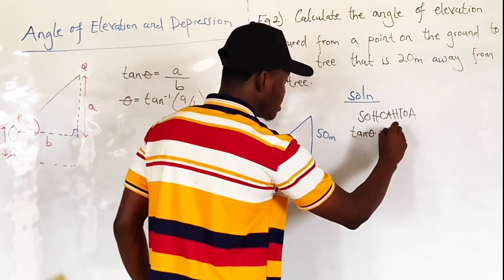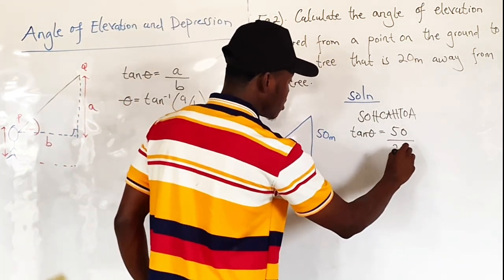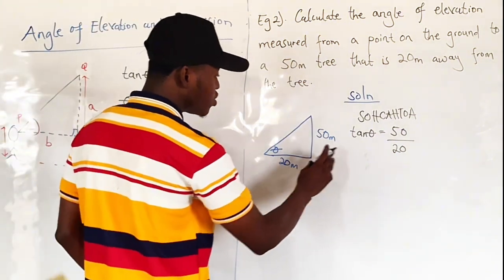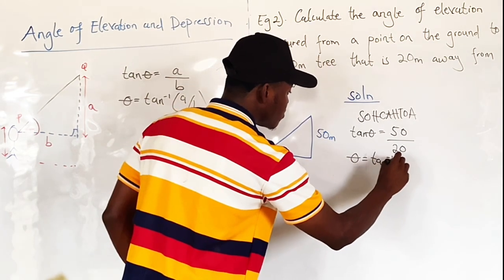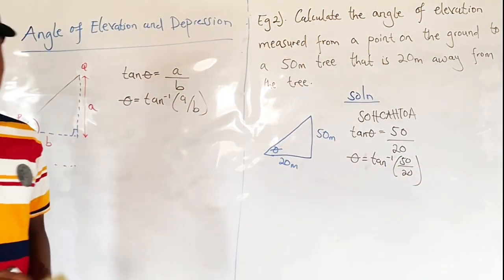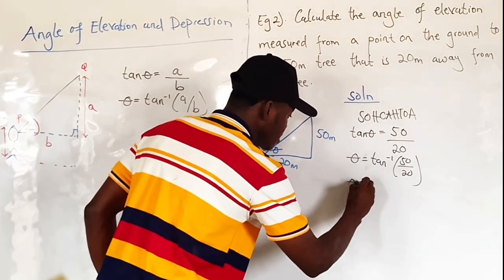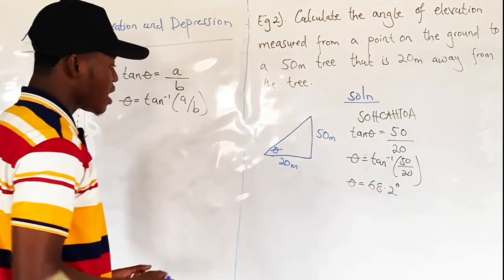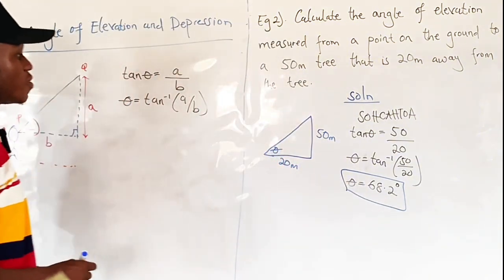Opposite is 50 over the adjacent, which is now 20. How do you solve for theta? If you've watched the previous video, this should be very simple for you. Theta will now be equal to tan inverse of 50 over 20. From the calculator, the value of theta here is 68.2 degrees. This becomes the angle of elevation for looking at the top of the tree.